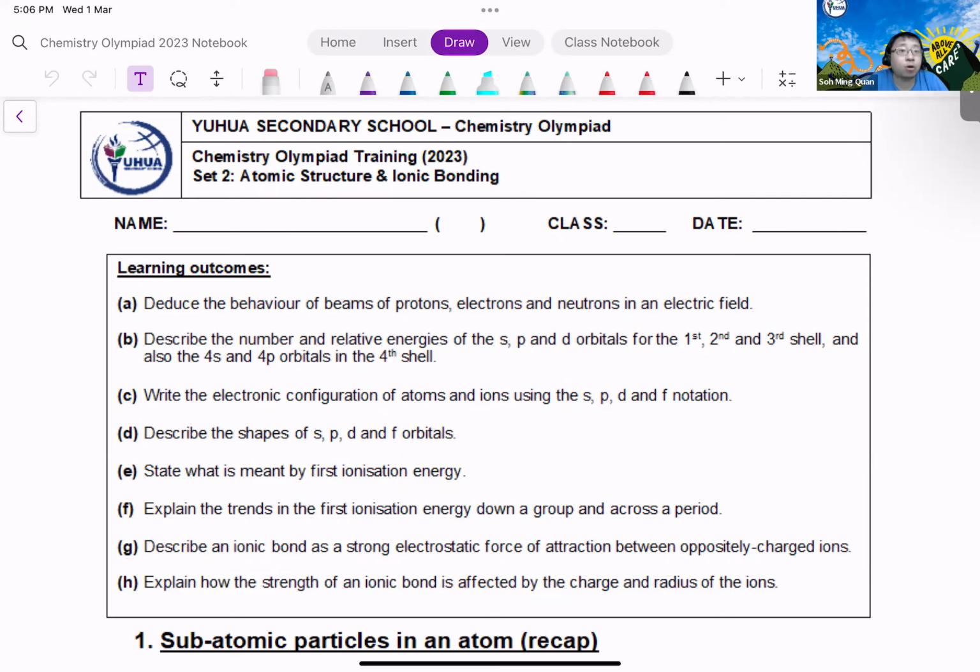Today, we will be going through atomic structure as well as ionic bonding, which should hopefully be some revision that's useful to you if you're in Sec 4, as well as if you have just learned atomic structure and ions in Sec 3. So let's quickly go through a recap.